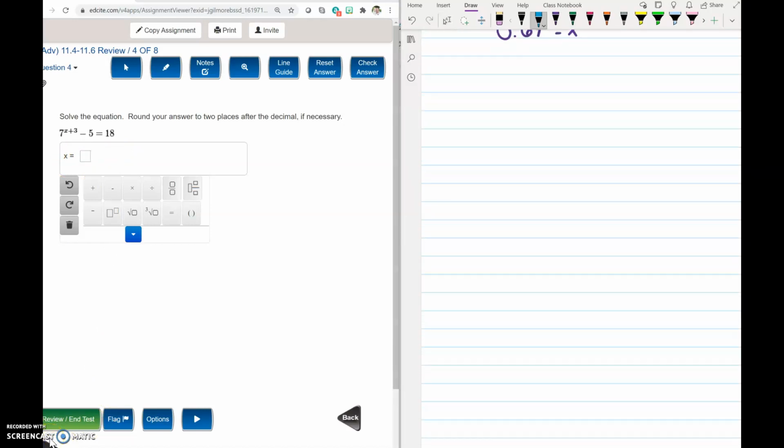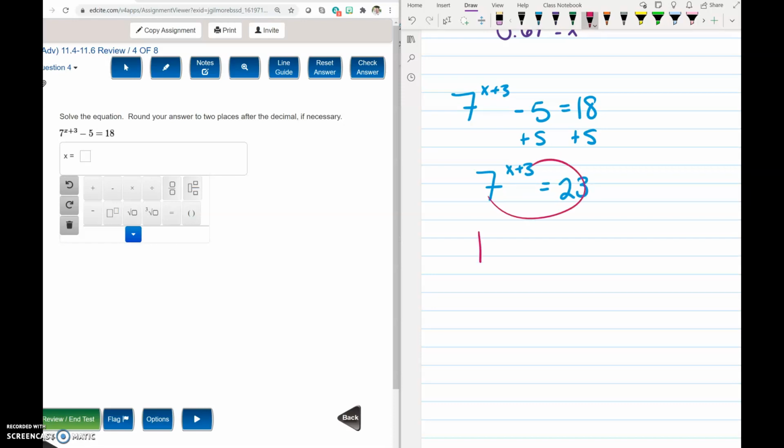On this next one, again, we need to get the thing that's raised to the exponent by itself. So the first thing that we're going to do is add 5 to both sides. 18 plus 5 is 23. Then we need to do the log ride. 1, 2, 3, woo! Log base 7 of 23 equals x plus 3.